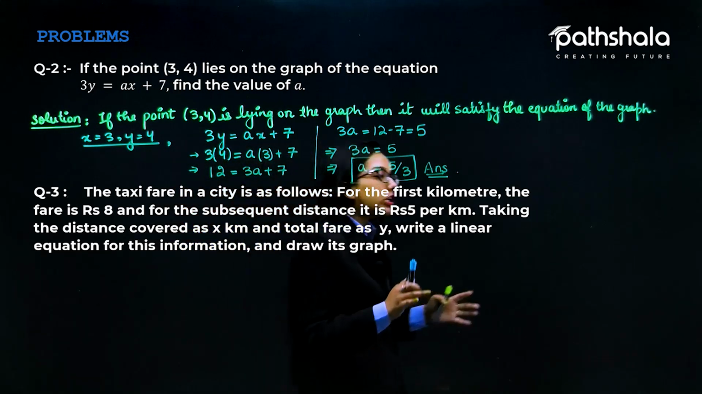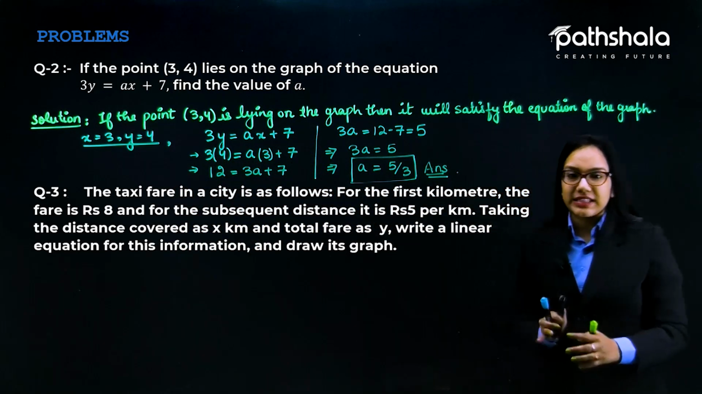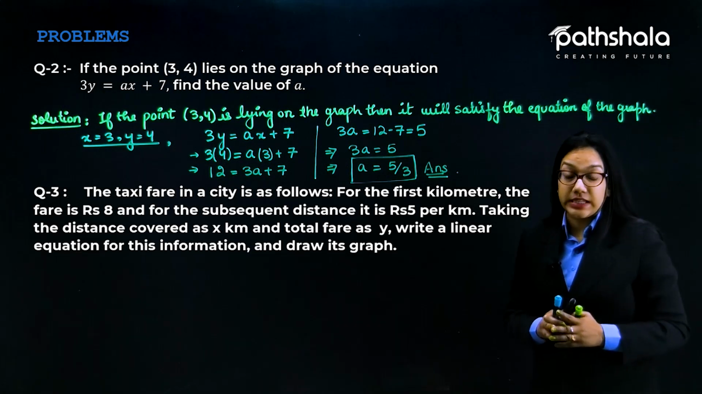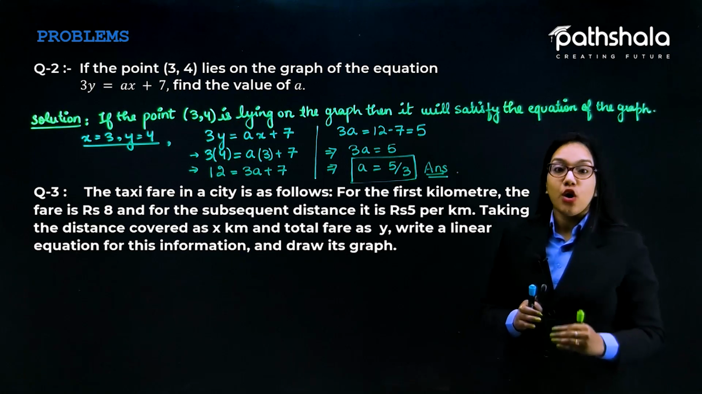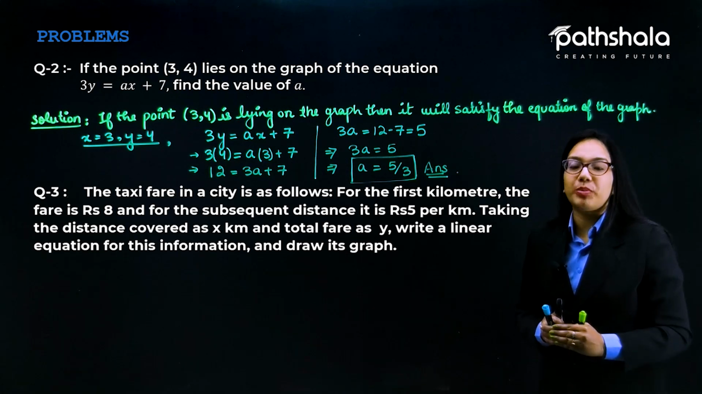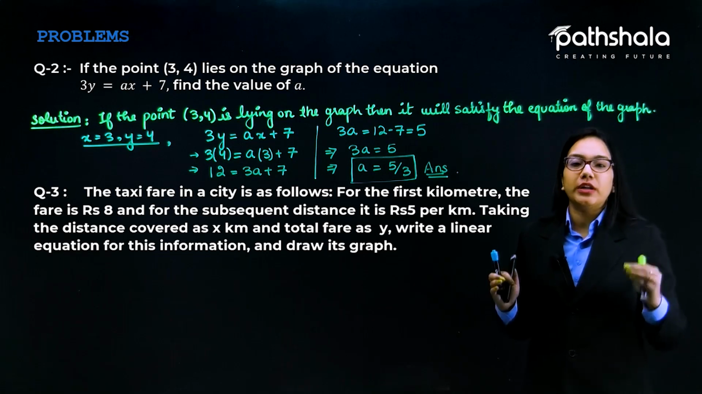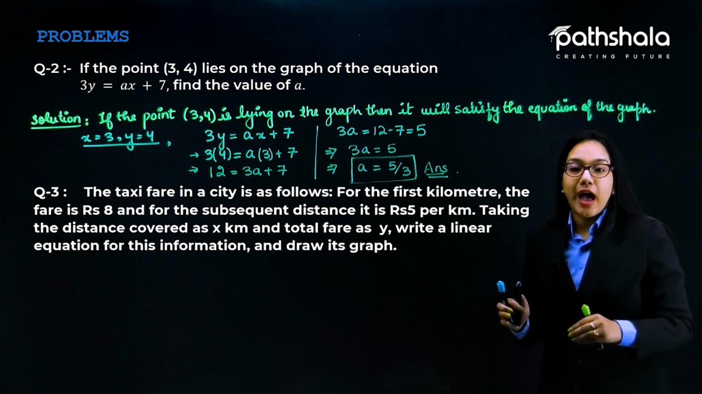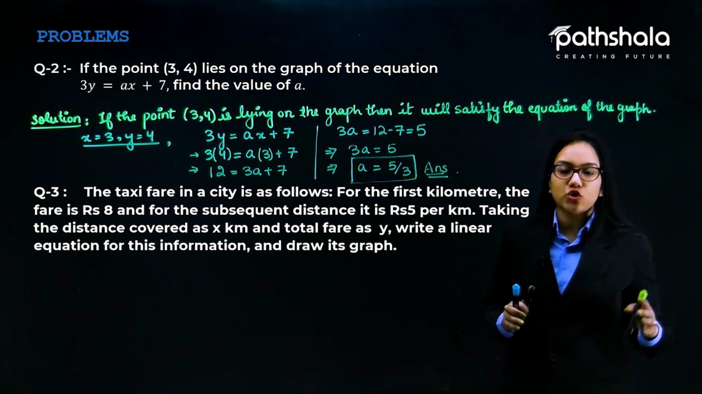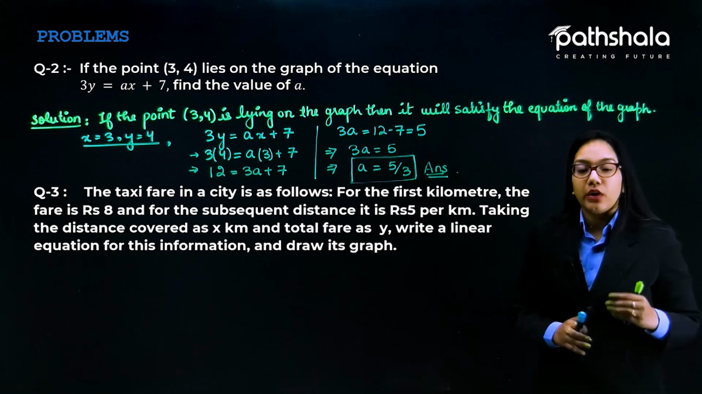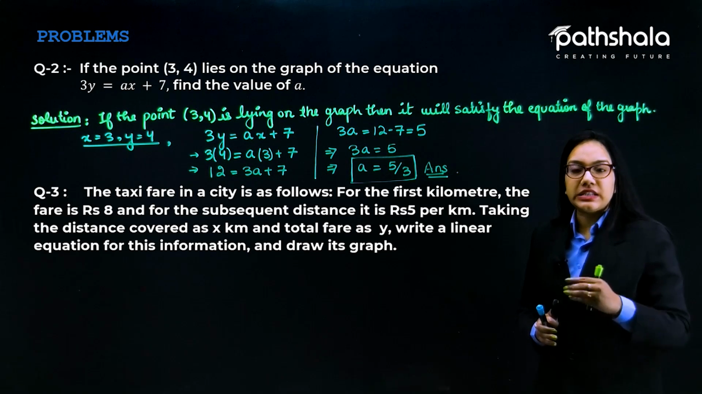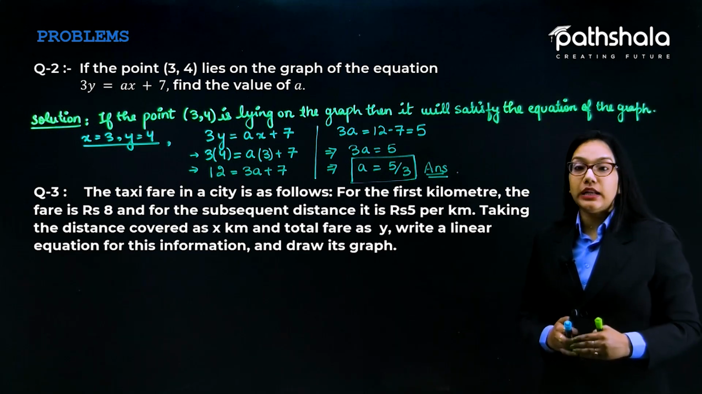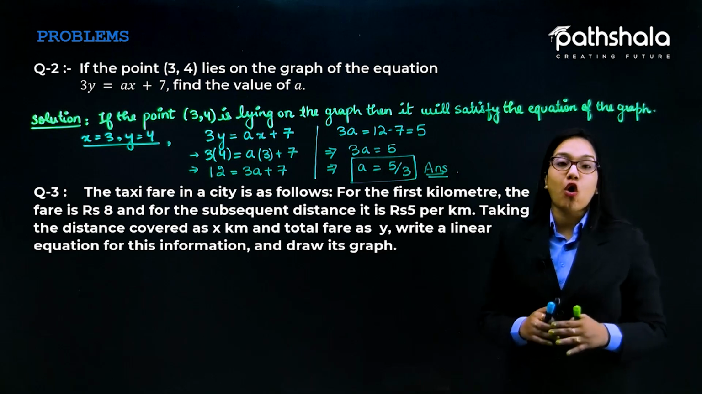Question number 3 says that the taxi fare in a city is as follows. For the first kilometer, the fare is rupees 8 to travel in a taxi, and for the subsequent distance, it is rupees 5 per kilometer. Further it says, taking the distance covered as x kilometers and the total fare as y, write a linear equation for this information and draw its graph.